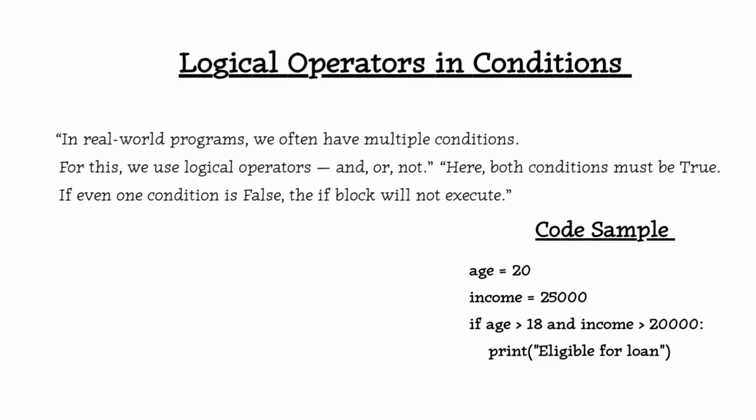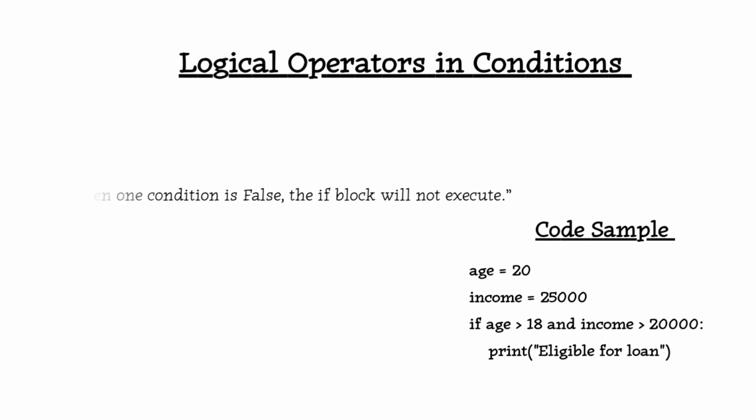I have written age equals 20, income equals 25,000, and I'm using the if condition along with the and operator. Like I'm writing if age is greater than 18 and income is greater than 20,000. If both of these conditions are satisfied using the and operation, then the respective print statement will execute. If either condition is not satisfied, then nothing will print and the code will continue from there. So this is how the logical operator plays a vital role in conditional statements in Python.